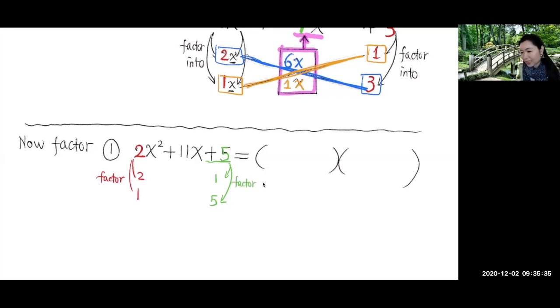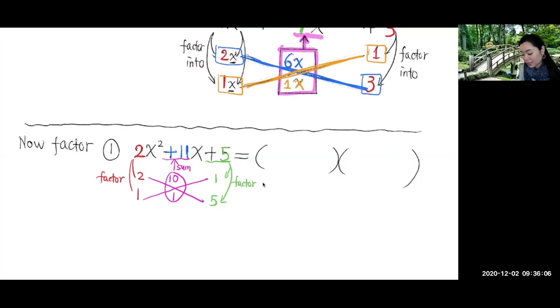Now, I want to see if the middle one also checks. Over here you have this positive 11. So I'm going to cross multiply it. 2 times 5 makes 10. 1 times 1 makes 1. They sum up to this positive 11. Right, so I know I got the right choice.